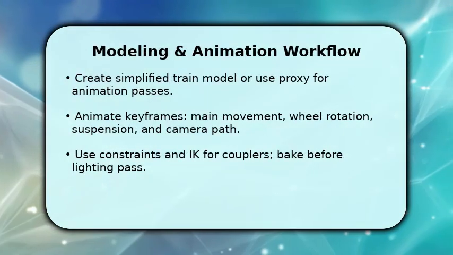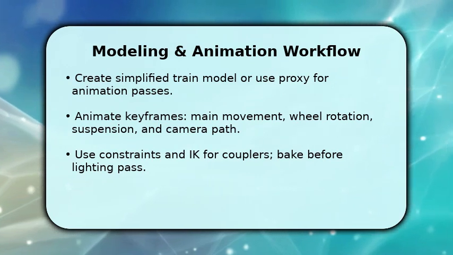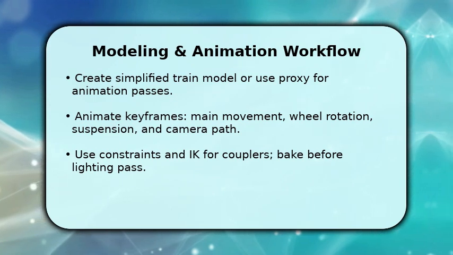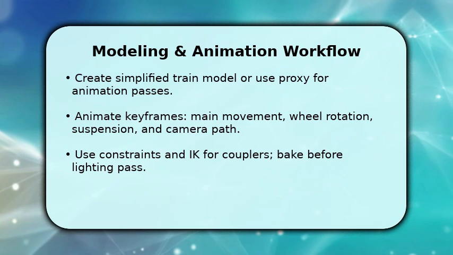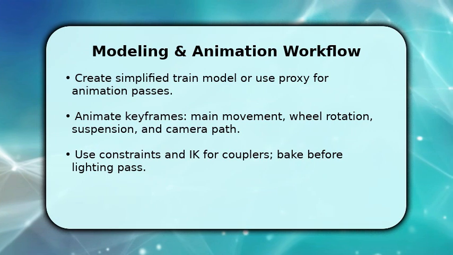You now build movement, model a simplified train, or import a proxy to keep viewport performance high. Animate broad strokes first, position keyframes for the journey, then add wheel rotation and subtle suspension bobbing. That gives believable physics without heavy sims.